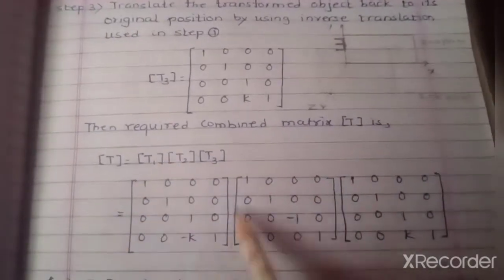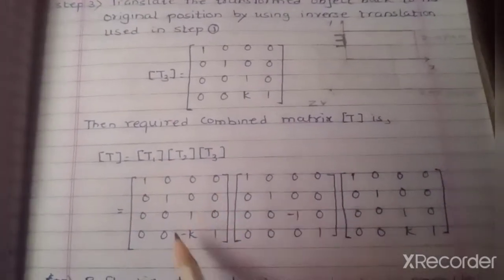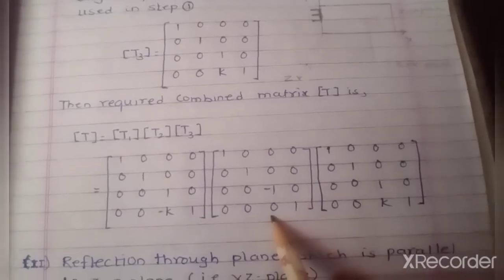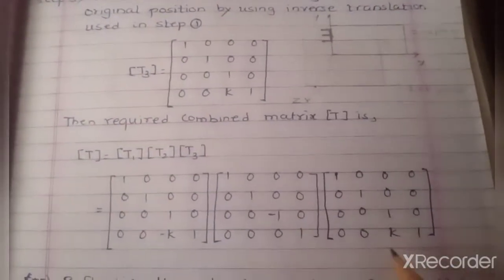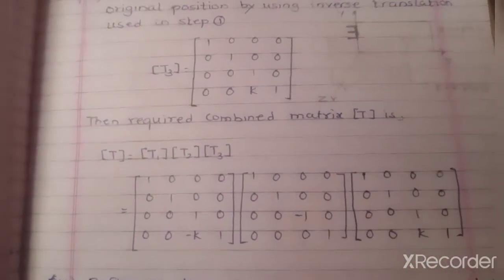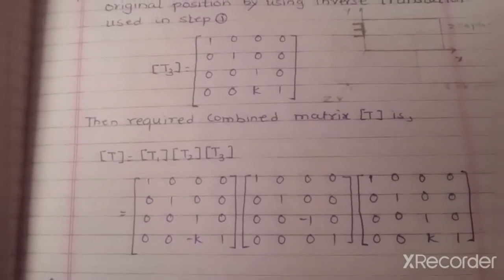This is the first translation matrix. So translation towards the origin by minus k factor in the z direction. Then a reflection through the z equal to 0 plane. And then inverse translation of T1. We do the corresponding multiplication and find its combined matrix.